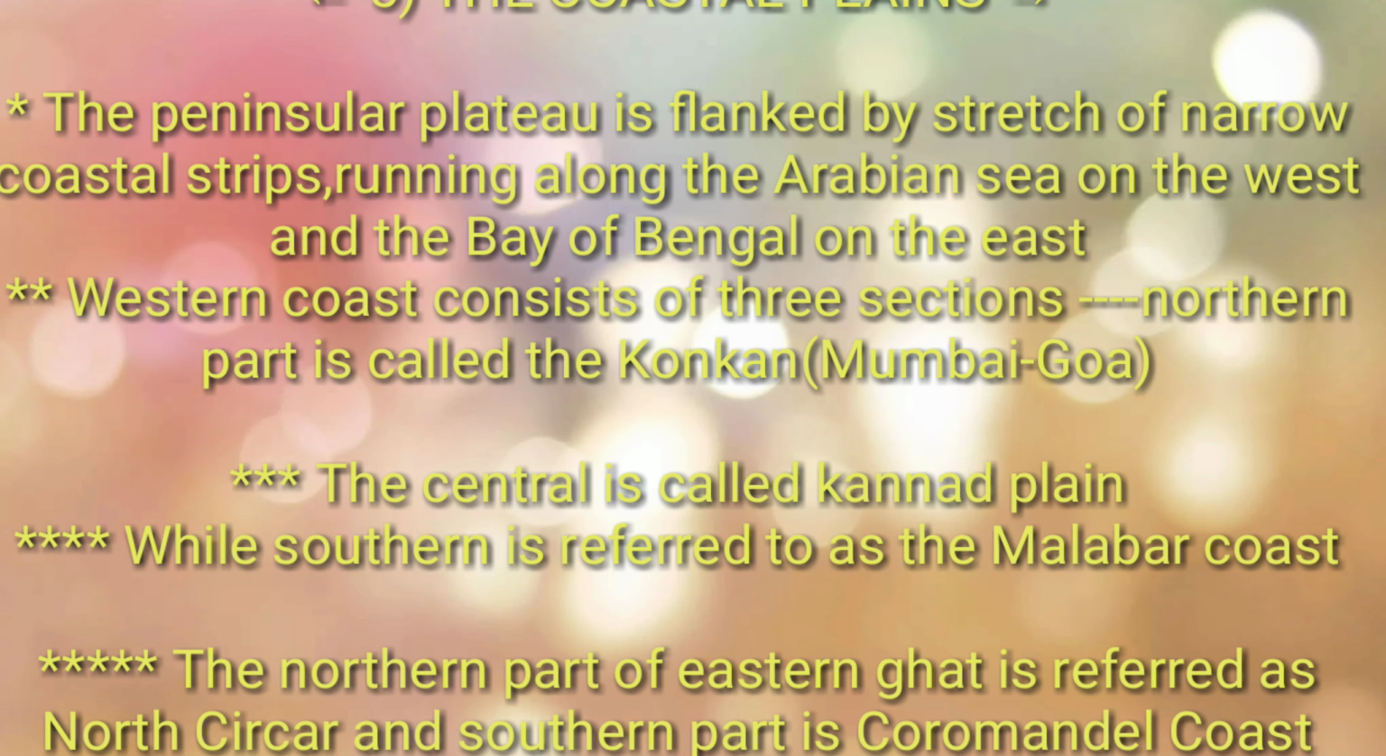And next, the coastal plain. The coastal plain is the peninsular plateau flanked by a stretch of narrow coastal strips running along the Arabian Sea on the west and the Bay of Bengal on the east. The western coast consists of three sections. The northern part is called the Konkan, Mumbai to Goa. The central is called the Kannad Plain, while the southern is referred to as the Malabar coast. The northern part of the eastern coast is referred to as North Sircar and the southern part is known as the Coromandel coast.